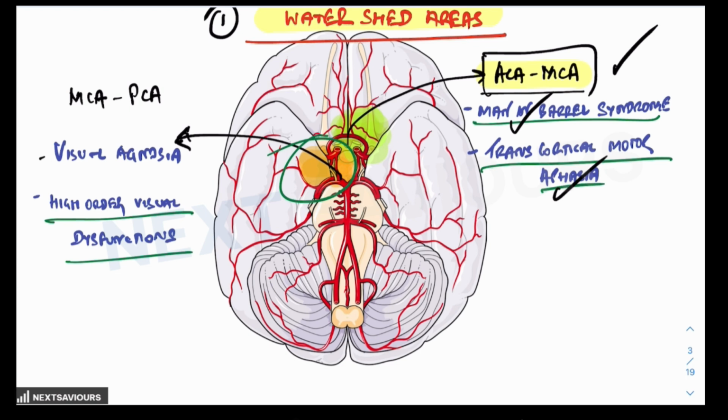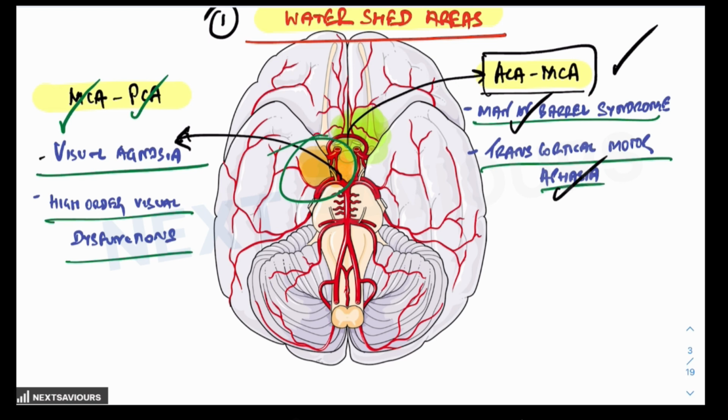On the other hand, if there is an involvement of the other watershed area, which is lying in between the middle cerebral artery and the posterior cerebral artery territories, so mainly in the parieto-occipital region, it is found to be associated with visual agnosia, that is inability to recognize the objects despite the intact vision, or the higher order visual dysfunctions like Balint syndrome.